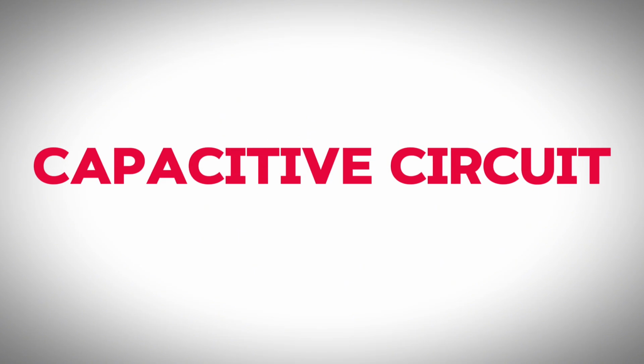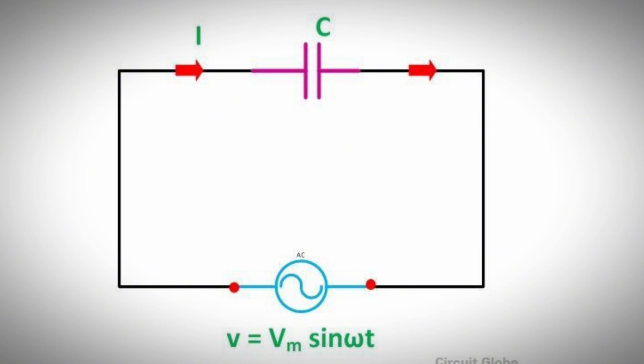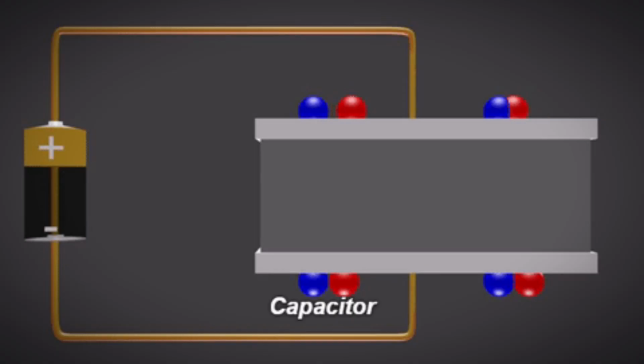The circuit containing only a pure capacitor of capacitance C farads is known as the pure capacitor circuit. The capacitor stores electrical energy in the electric field. Their effect is known as the capacitance.